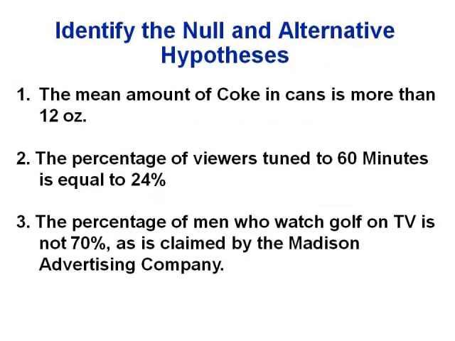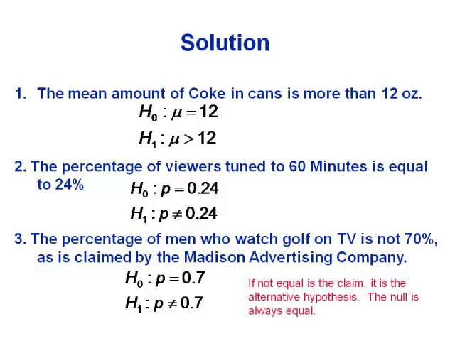So here are 3 examples for you to try. Go ahead, pause the video, and take a look at these and see if you can sort them out. Alright, so as you're looking at these, pay attention to not only what the hypotheses look like in terms of the symbol, as in greater than or less than, but also look at whether it's a p or a mu. You need to have that correct also.